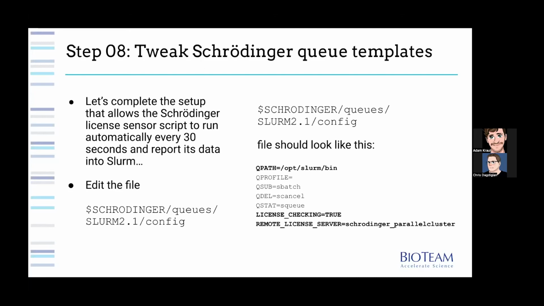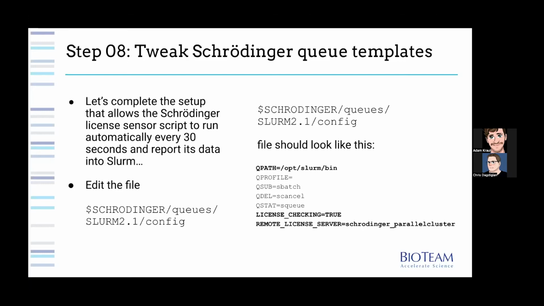Among the final Slurm configuration things that we want to do: by default, Schrödinger knows how to submit to Slurm clusters. But by default, it does not behave in a license-aware way because the Schrödinger people know that not every Slurm cluster is license-aware. So you're going to go into the Q subdirectory. I don't know why they call their Slurm integration Slurm 2.1, but you're going to have to go into the Slurm 2.1 subdirectory and edit the configuration file.